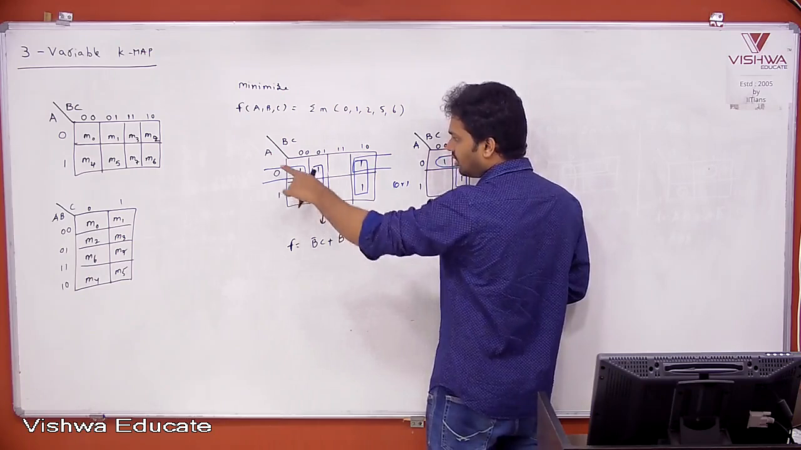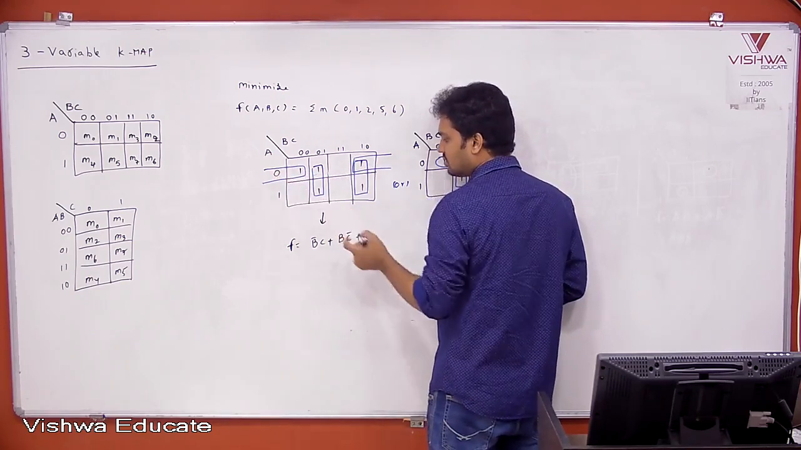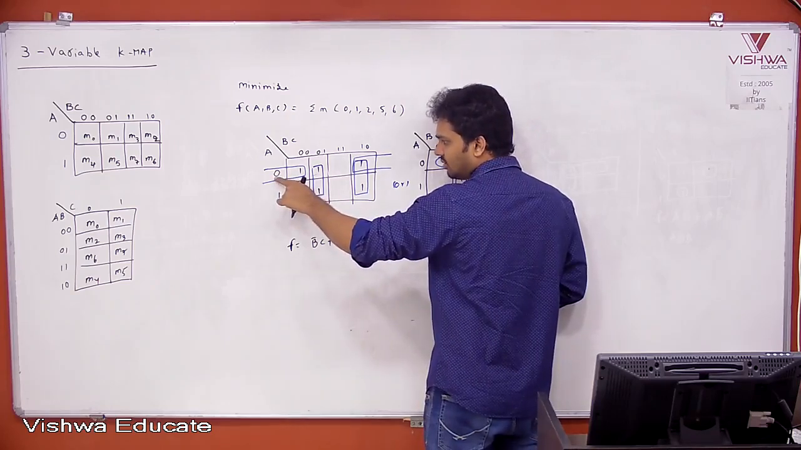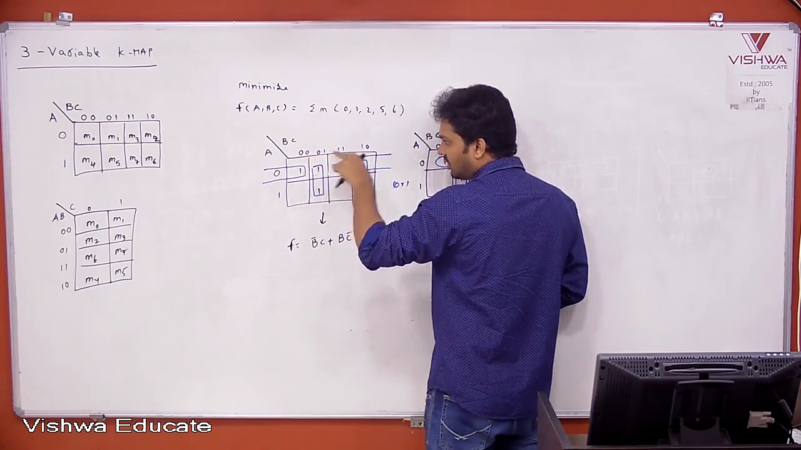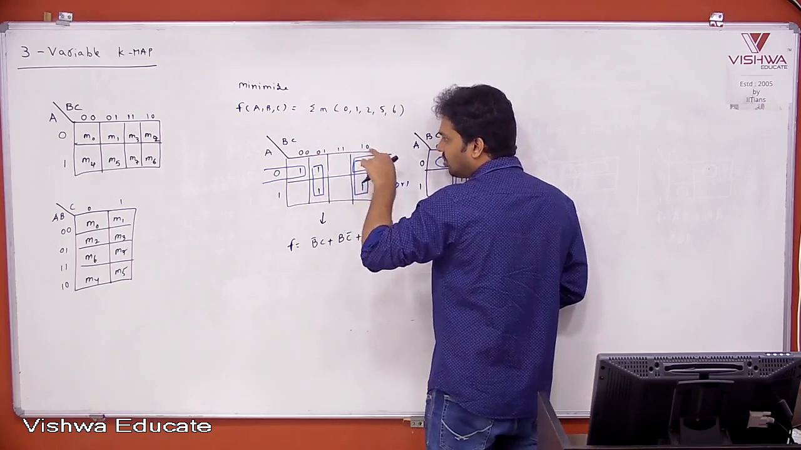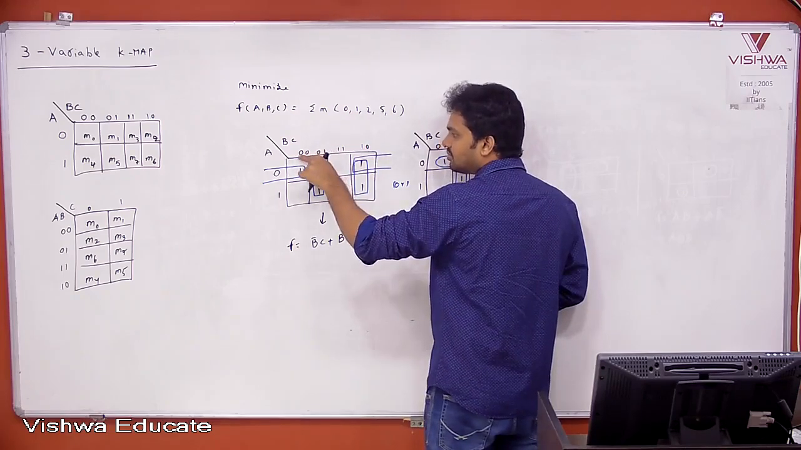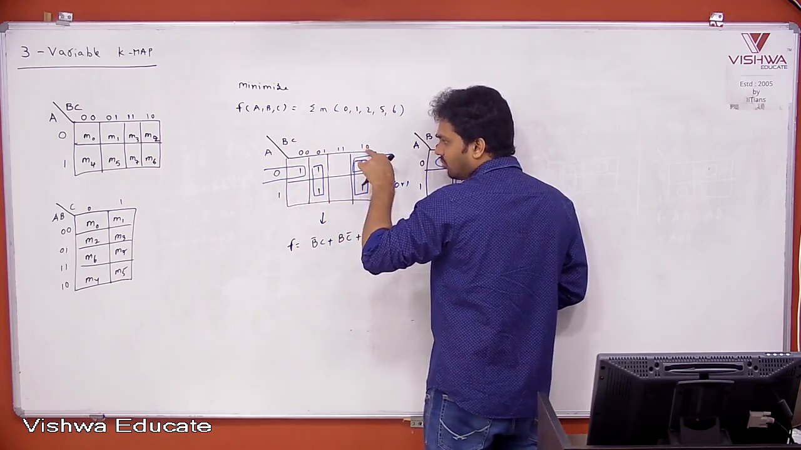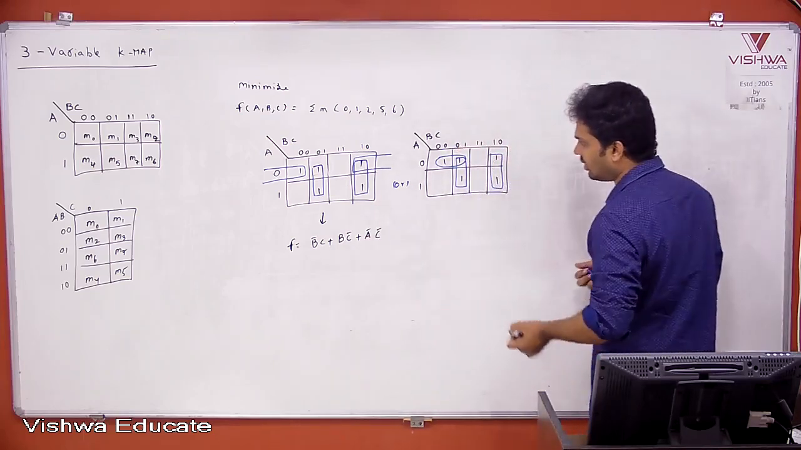plus. Now for this row, you can see A must be 0, means A bar. Here A is constant, not changing. A must be 0. And B, in these two cases, in BC what is common? C is common as 0. B is 0 to 1. You can neglect because 0 plus 1 is 1. So A is 0. A bar into what is common in both? 0 is common. So C bar.